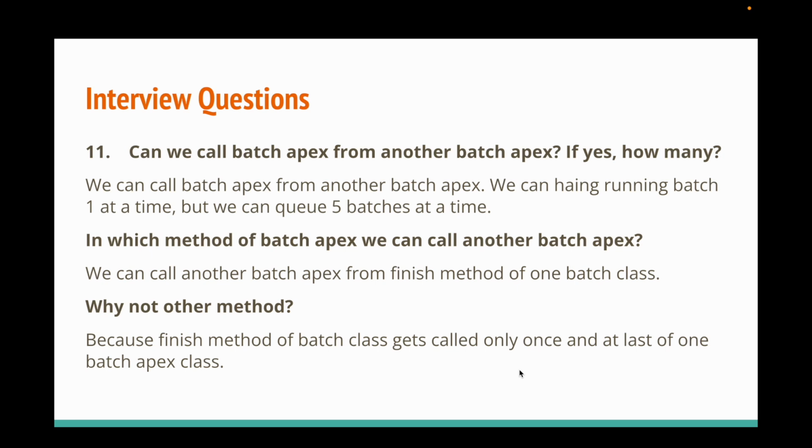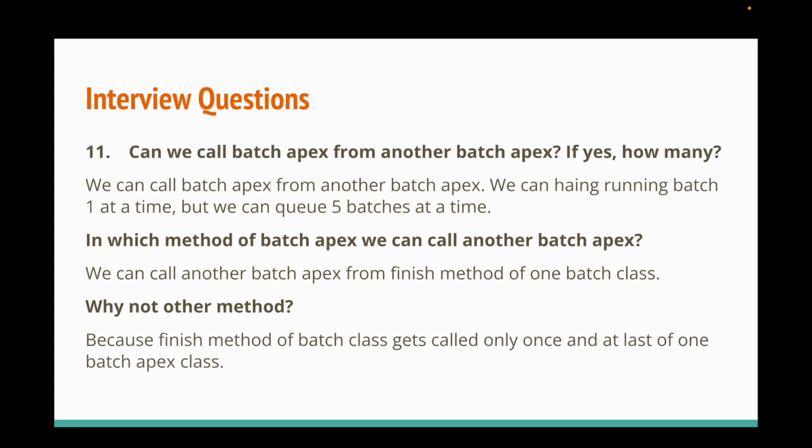The question is, can we call batch Apex from another batch Apex, and if yes, how many? So yes, we can call batch Apex from another batch Apex. We can have one batch running at a time, but we can queue 5 batches at a time. What does it exactly mean? Yes, we can have 5 batches which we can call from one batch to another, and from the second to the third one. But only one will be running at a time, not all 5.